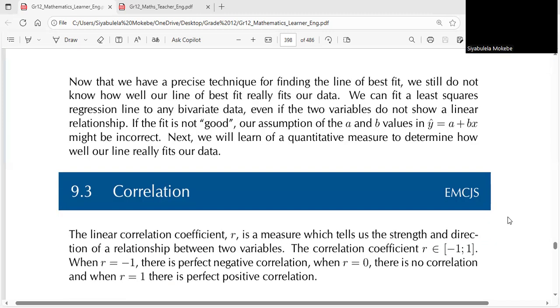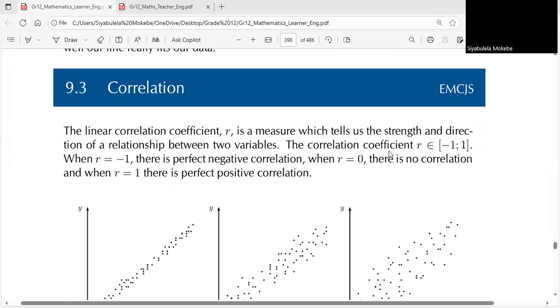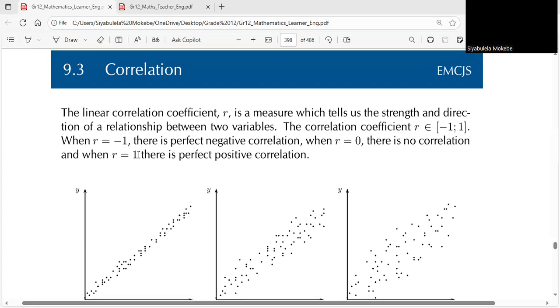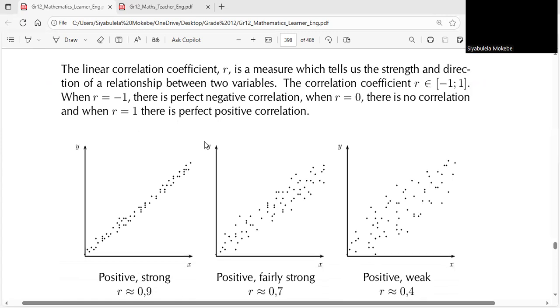So that takes us to correlation. The linear correlation coefficient R is a measure which tells us the strength and direction of a relationship between two variables. The correlation coefficient R is between -1 and 1 inclusive. When R is equal to -1, there is a perfect negative correlation. When R is equal to 0, there is no correlation. And when R is equal to +1, there is a perfect positive correlation.